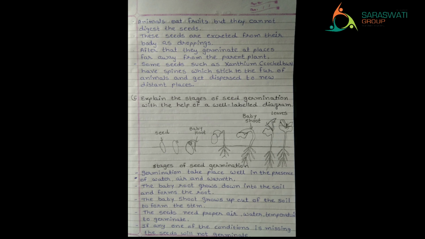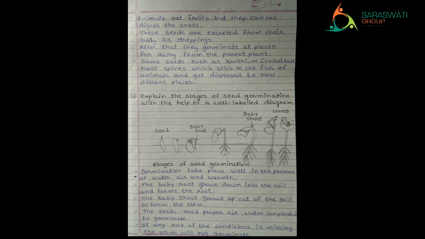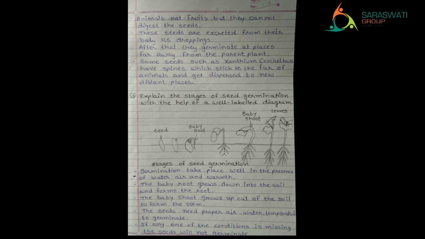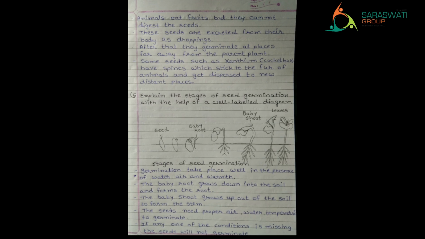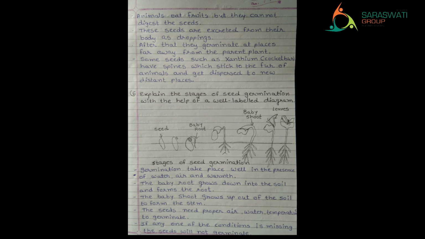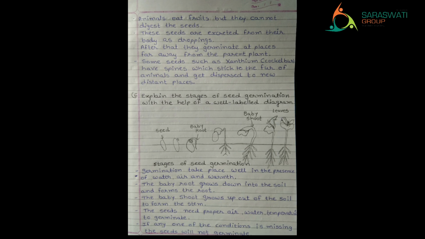Means if water is less, or air is less, or the heat is a little too much or very little, then accordingly germination will be less, right? That means these three conditions are required. Then and then the seed will grow into a plant, or you can say seed will germinate. Okay, so this was the last question of this chapter.